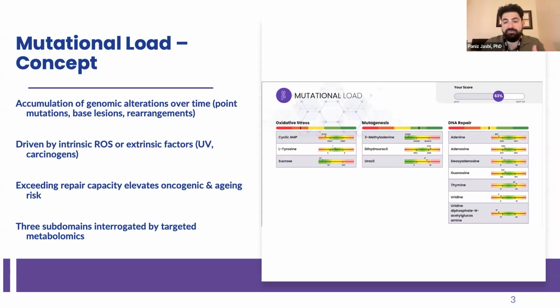Our platform monitors this tug of war with targeted metabolomics across the three subdomains you see here. When damage outpaces repair, oncogenic risk and functional aging accelerate, often silently.